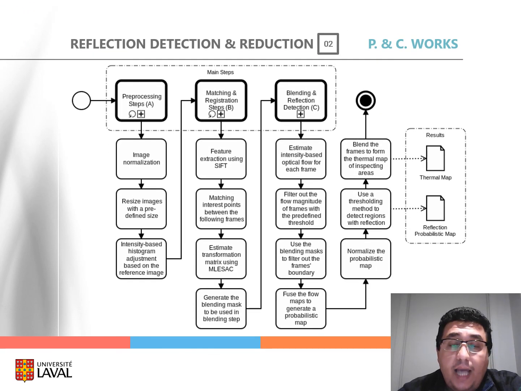Here you can see the algorithm based on the published paper. There are 3 phases: pre-processing step, matching and registration step, and blending and reflection detection.